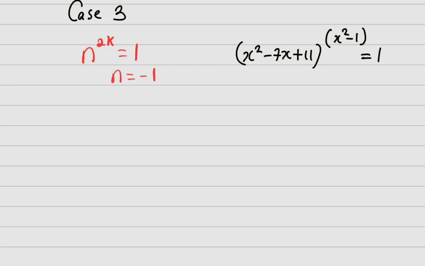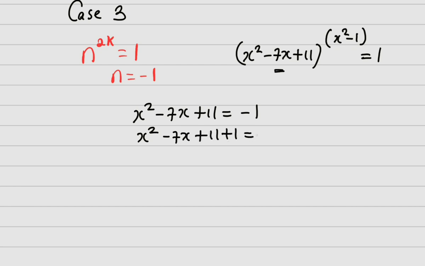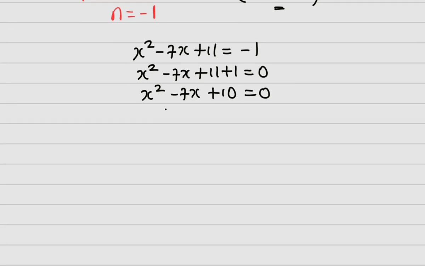Case 3. Now in case 3, n is equal to minus 1, so it therefore means that x squared minus 7x plus 11 is equal to minus 1. So x squared minus 7x plus 11 plus 1 is equal to 0. So I have x squared minus 7x plus 12 is equal to 0. Of course, a quadratic problem too, so we multiply just as we did in the first one. This plus 10? Is that 10? No, I don't think it's 10. This should be 12, so let me correct it. So it's going to be plus 12x squared.